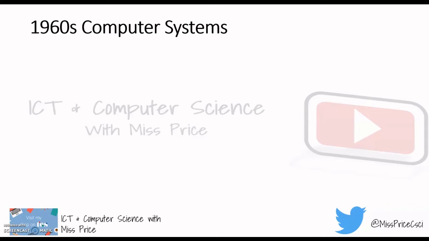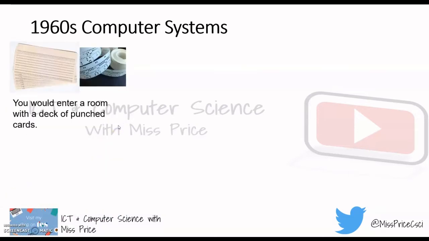In this video we're going to look at operating systems, and at a 1960s computer system and how it worked. A 1960s computer system would not have had an operating system. So how exactly did they work? Well, it's quite interesting. The user would enter the room with a deck of punched cards, and this is what they look like. As you can see, they literally just have holes punched in them, not readable for a human at all.